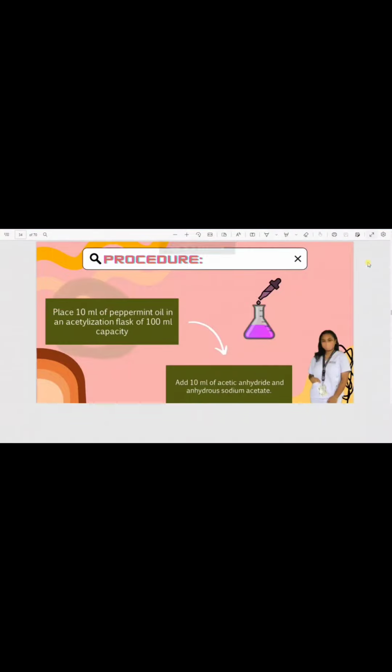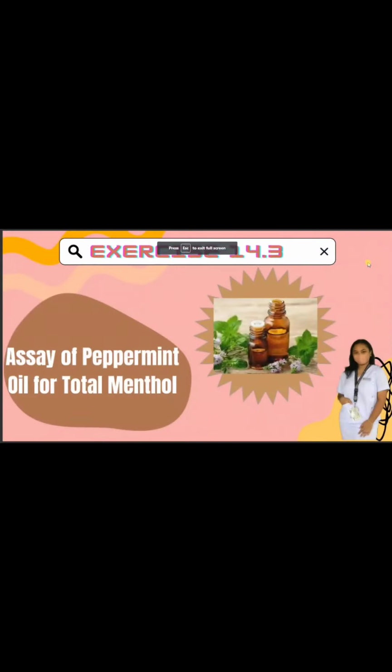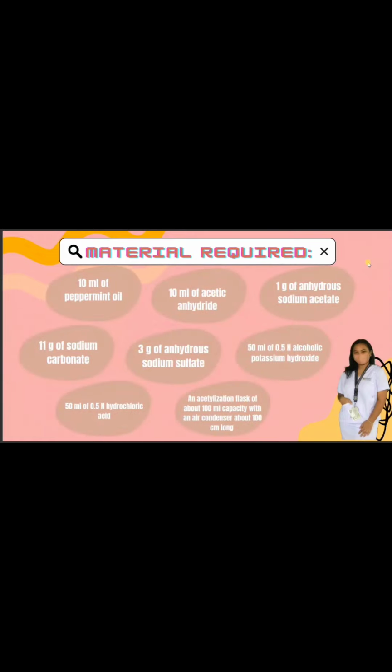So, for the assay of peppermint oil for total menthol, which is used for the determination of the menthol in the oil of peppermint. The materials required are 10 ml of peppermint oil, 10 ml of acetic anhydride, 1 gram of anhydrous sodium acetate, 11 grams of sodium carbonate, 3 grams of anhydrous sodium sulfate, 50 ml of 0.5N alcoholic potassium hydroxide, 50 ml of 0.5N hydrochloric acid, and an acetylization flask of about 100 ml capacity with an air condenser about 100 cm long.